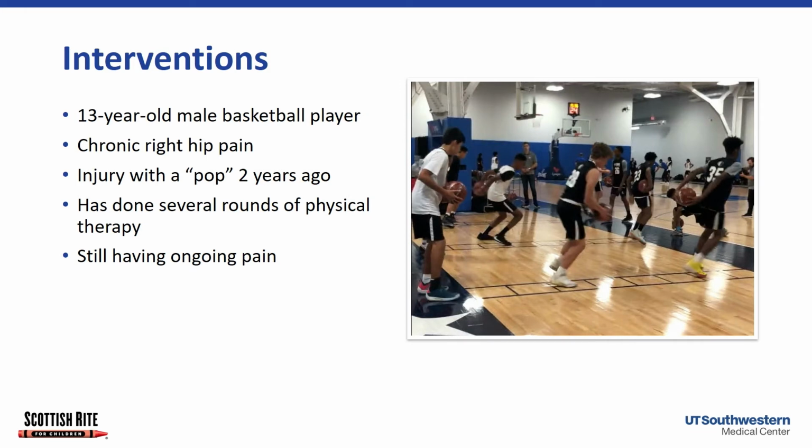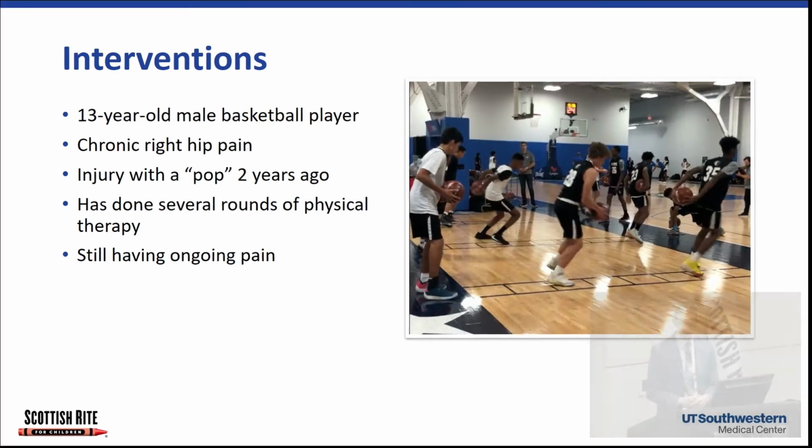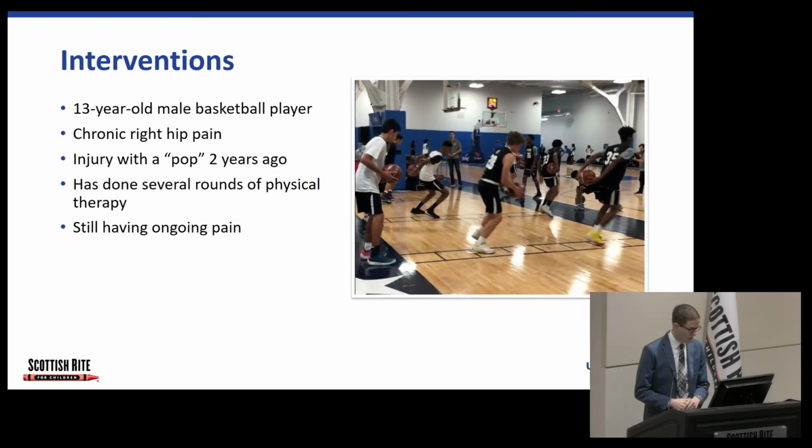All right, so those highlighted some of the advantages. We're going to talk a little bit about some of the interventions with another case. So here's a 13-year-old male basketball player. A couple years ago, he was playing basketball and he heard a pop in his hip. He went and got checked out, and he was diagnosed with an avulsion fracture at the anterior inferior iliac spine. So that's where one of the muscles of the hip attaches to the pelvis. And what had happened in an avulsion injury is it had pulled off a piece of that bone.